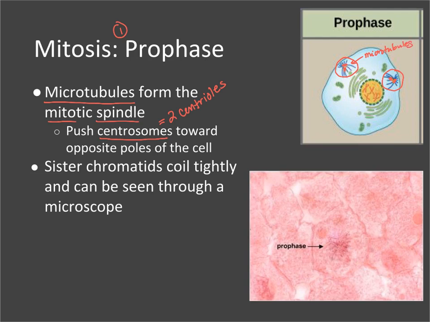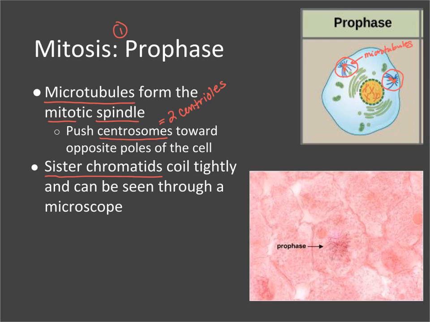Now, the purpose of this mitotic spindle is that these microtubules are ultimately going to reach out and connect to the chromosomes. And so these string-like proteins are what are going to pull the chromosomes around and then ultimately pull the two sister chromatids away from each other so that each new cell that's created during mitosis gets one of those sister chromatids. As that mitotic spindle is forming, the chromatin also starts to coil tightly. All right, so the sister chromatids start to become visible.